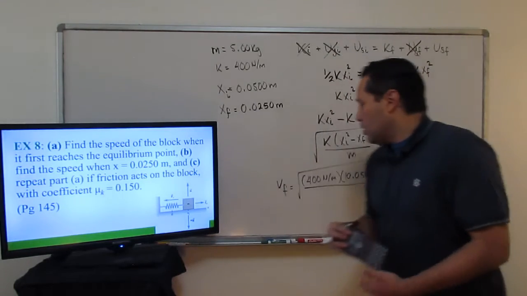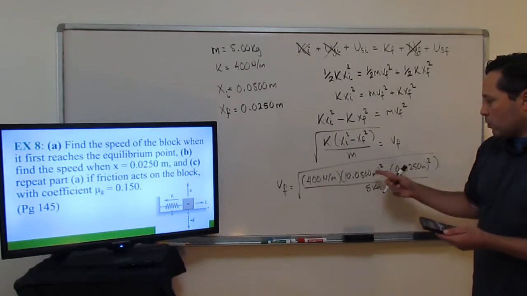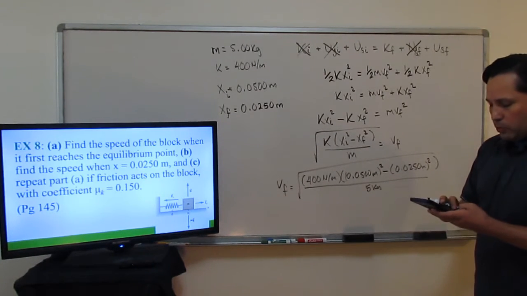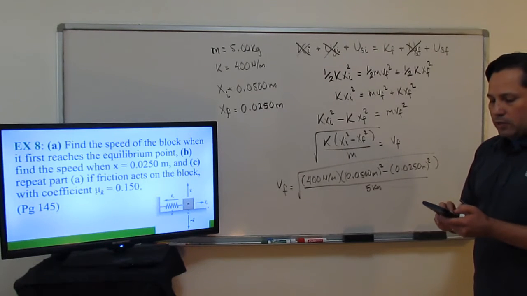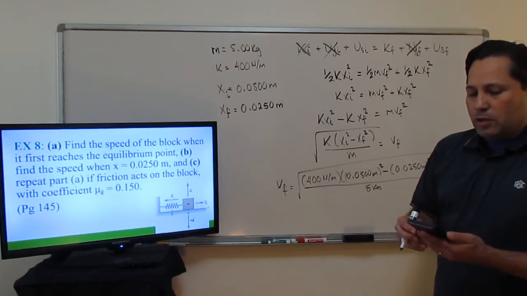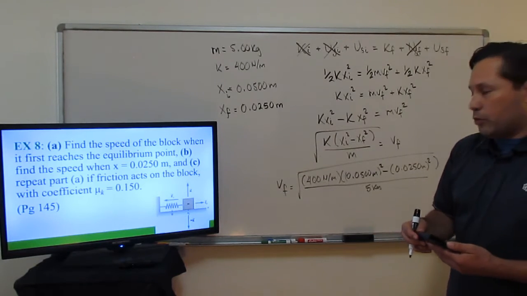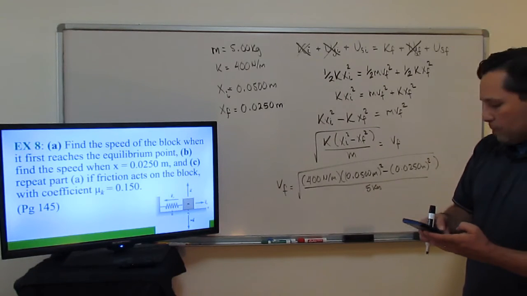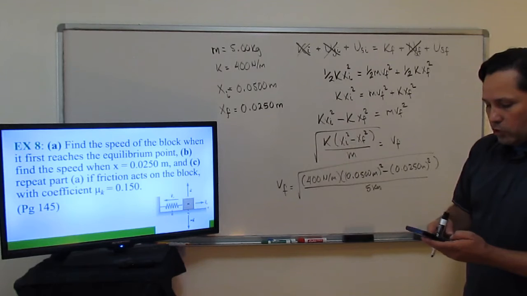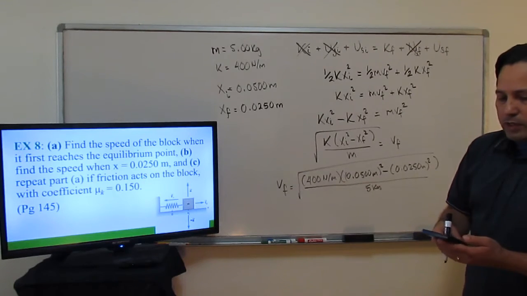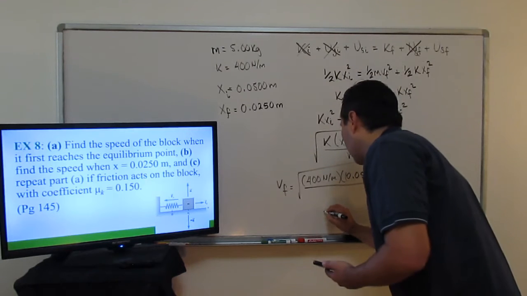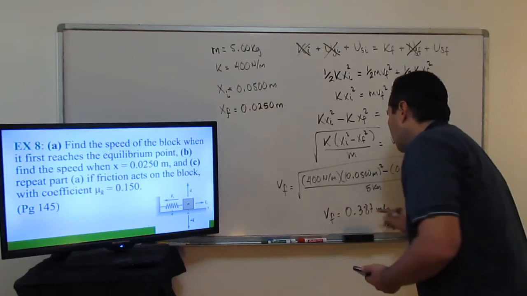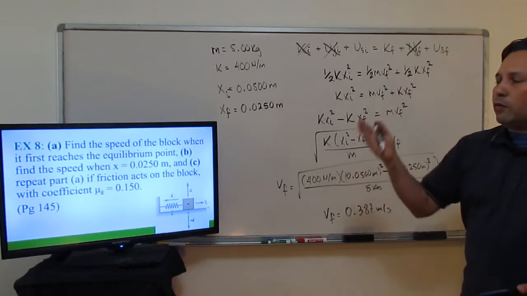So we're going to get our calculator and figure that out. Let's start with the subtraction, where we have to do the exponents first. So I'm going to do 0.0500 squared minus 0.0250 squared, and that's going to give us 1.875 times 10 to the negative 3. So that's what we get here. Multiply times 400, that's 0.75. Divided by 5, 0.15, and now we're going to square root it. It's going to give us an answer of 0.387. That is our velocity: 0.387 meters per second. And that is our velocity for part B of example 8.